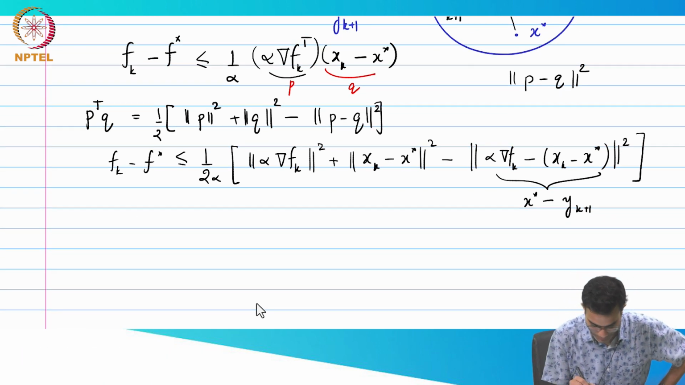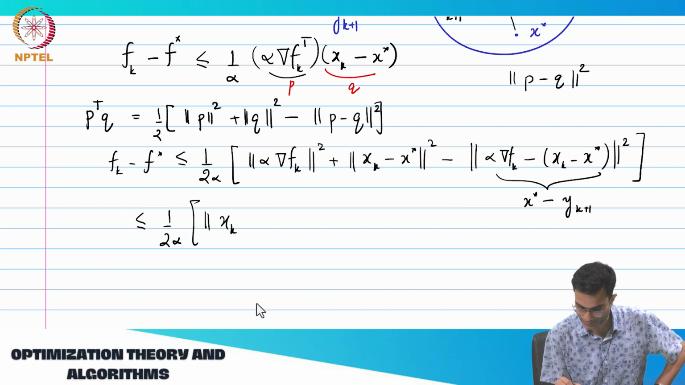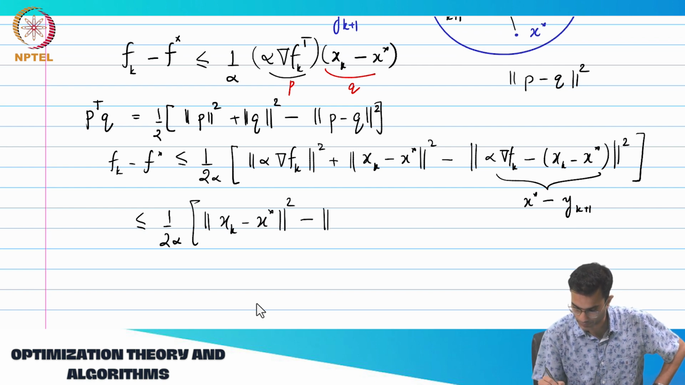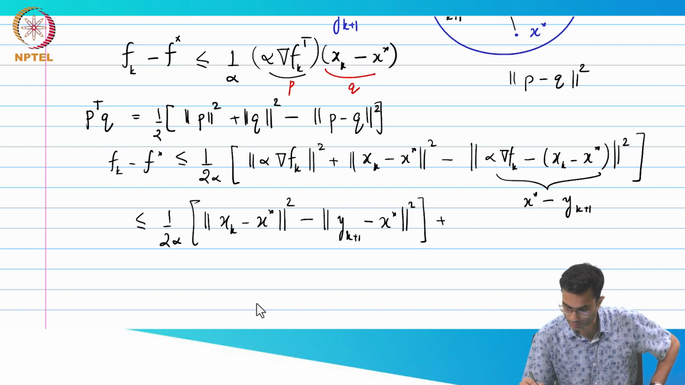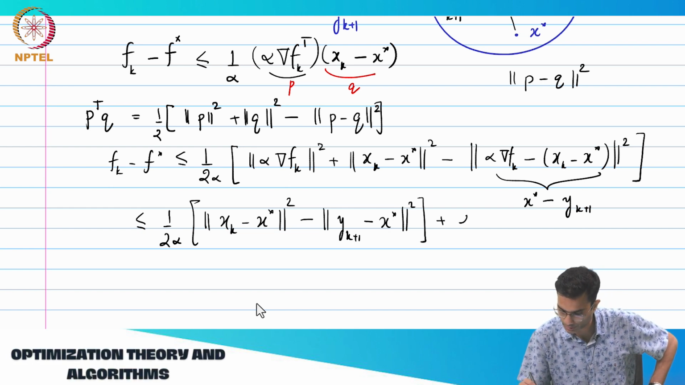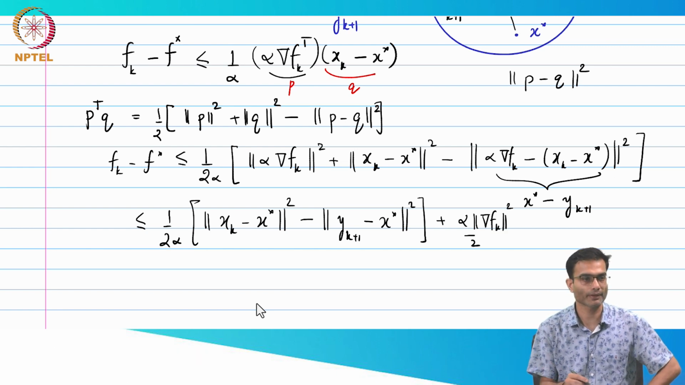So let's just rewrite this over here. So 1 by 2 alpha, I have xk minus x star squared, I have yk plus 1 minus x star whole squared. And this is a positive term, so this is going to be alpha grad fk squared by 2, right?